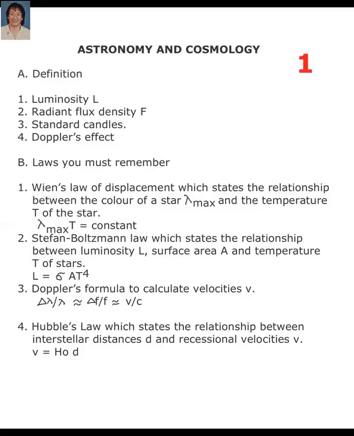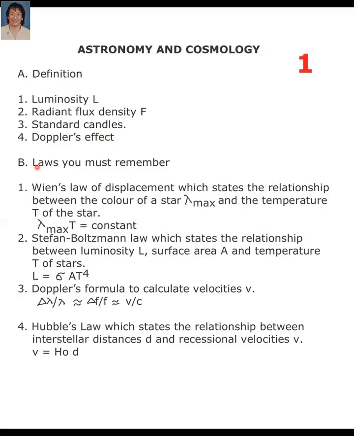We will now do examination questions on astronomy and cosmology. But before we do that, we discuss some of the things you must know. For A, you must know some of the definitions: luminosity represented by L, radiant flux density F, standard candles, Doppler effect, and you also must know the definition for Hubble's law. You can see that the list of things that you must remember here is not comprehensive. There are certain things which are not included here.